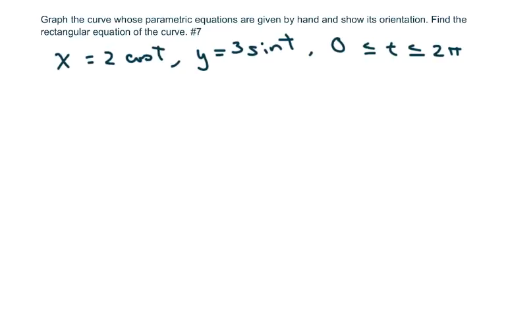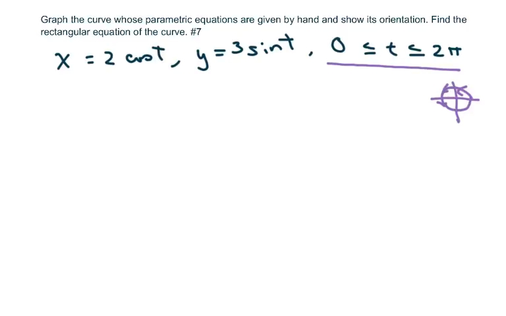Hi everyone, we're going to graph a curve whose parametric equations are given and show its orientation. So basically we're going from 0 to 2 pi, and that means we're going counterclockwise. So basically this is going to be an ellipse.